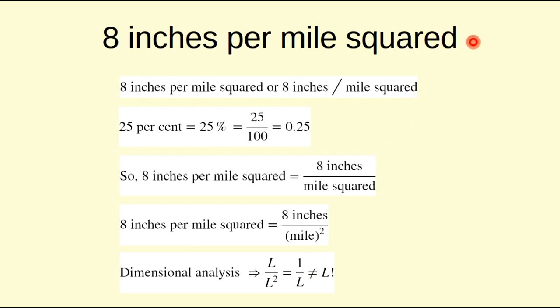Look at the term of 8 inches per mile squared. Now I've got my physics head on and go units, units, units. What do you mean by that? So per means divide. So 8 inches per mile squared, like percent, 25% divided by 100, 0.25. So in that terminology, 8 inches per mile squared would be 8 inches divided by a mile squared. In terms of that, you have a length divided by the square of a length, which is 1 over length, which is not a length. So how can that be a length?